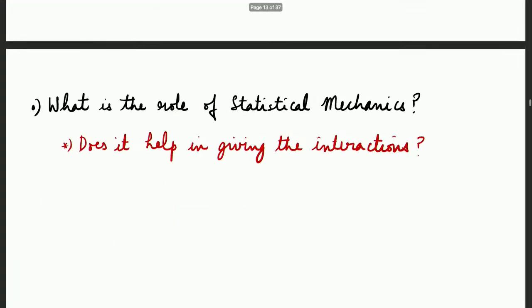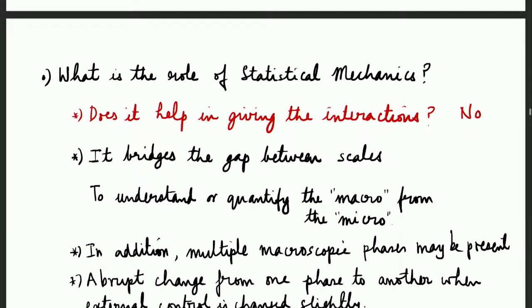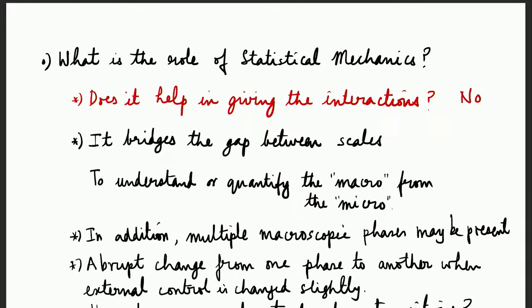Now, what is the role of statistical mechanics? Given this background about what we are interested in, what is the role of StatMech? If I give you a set of particles, does it help you give the interactions? The answer is no. It does not help you to give the interactions. What it does is, it tells you that if I want to understand the macro scale from the micro scale, StatMech tells us how to do that.